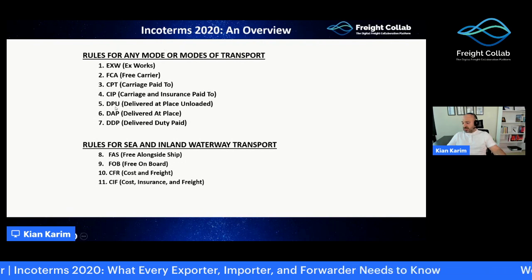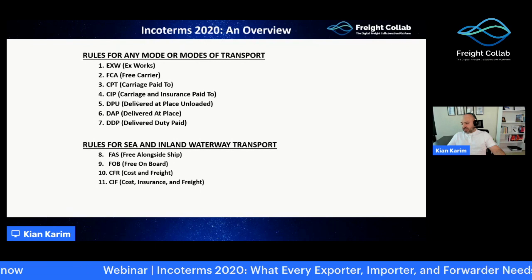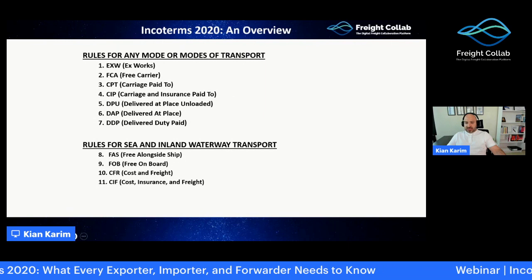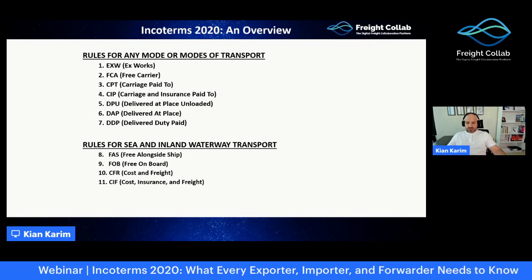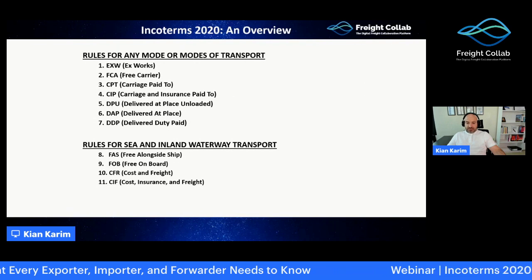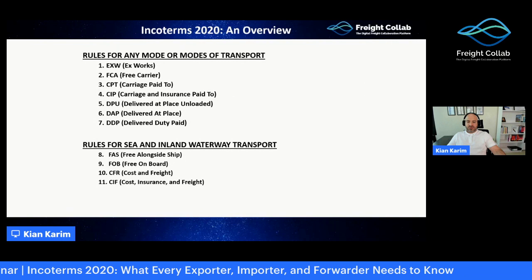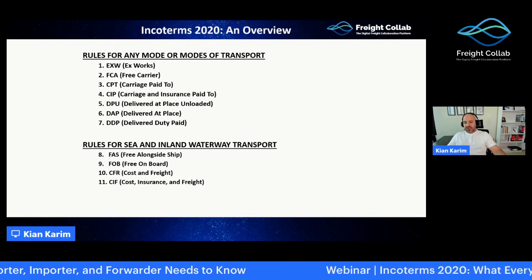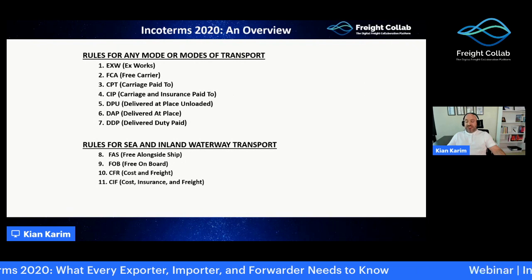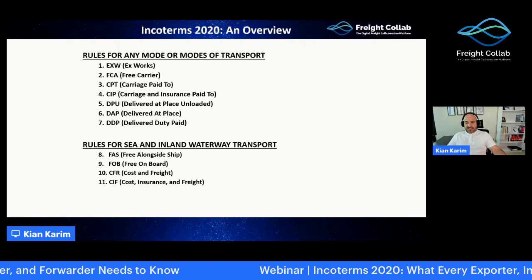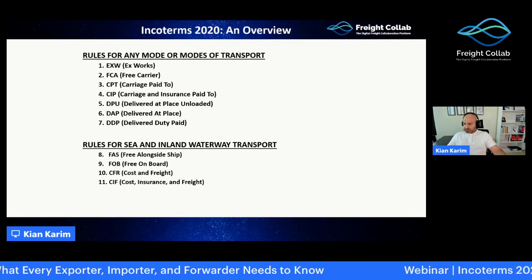DPU is a new term in Incoterms 2020, and it was DAT before in 2010. They changed it to DPU to make it more clear. In DPU, the seller delivers the goods and unloads them at the named destination place. The buyer is responsible for import clearance and any applicable local taxes or import duties. It means that the seller should unload the cargo at the agreed place, but the seller is not responsible for the import customs formalities at destination.